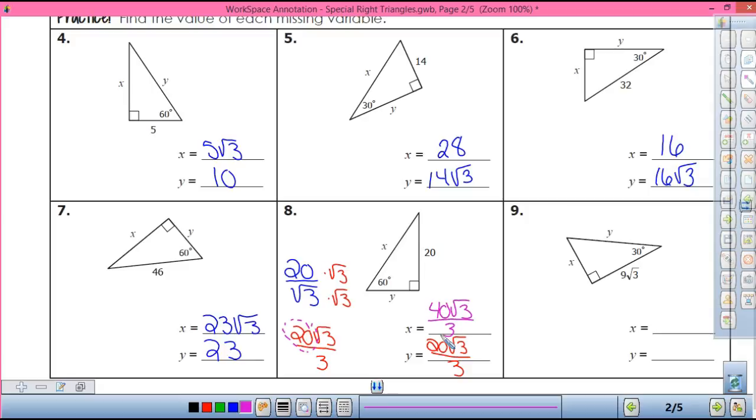Okay. Number 9. Long leg or short leg? Long leg. Okay, and I have to take long leg to get to short leg. I take 9 times the square root of 3 and do what? Divide by the square root of 3. What happens with my square root of 3? They cancel. I'm left with 9, which makes my hypotenuse 18.